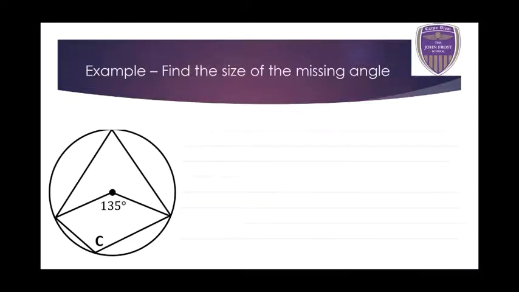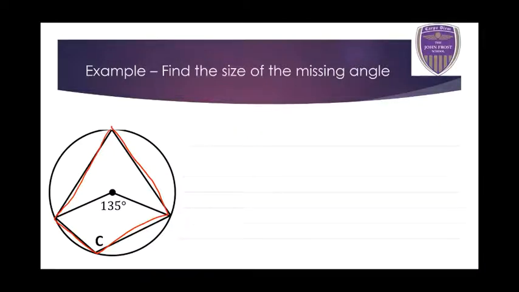So we need to find the size of the missing angle. Again, looking at this, I can see a nice quadrilateral shape here. So I know I'm going to be using my quadrilateral rule. But where am I going to start? I can't actually see any angles on the quadrilateral that are going to be opposite angles, that are going to have to add up to 180. Or there's no angles on the quadrilateral actually.